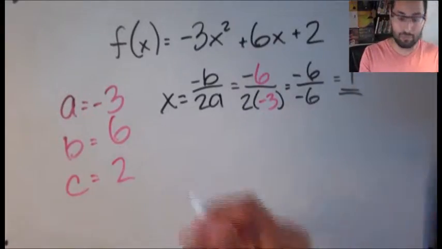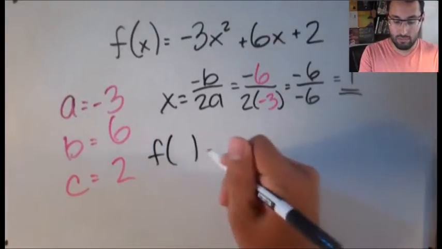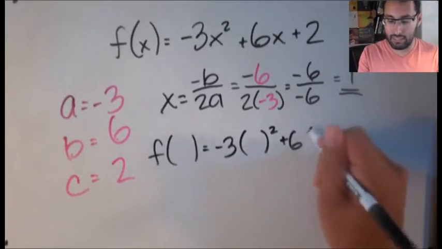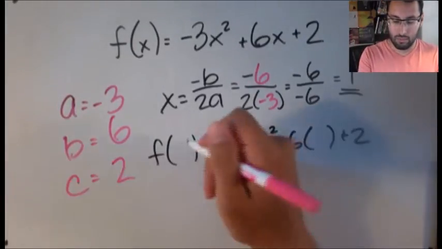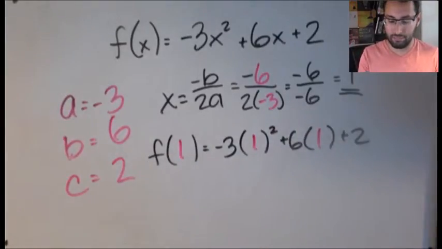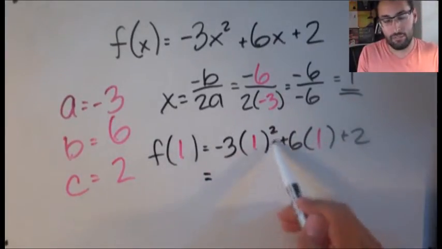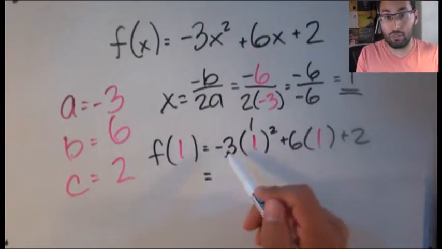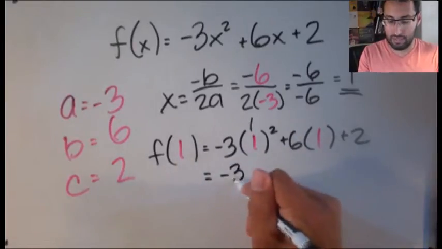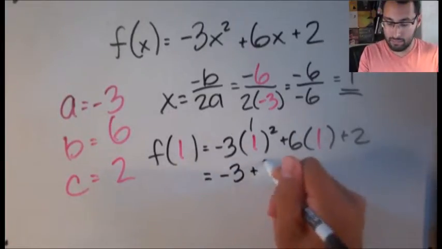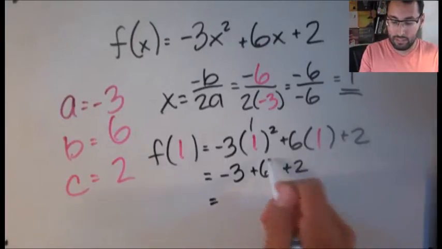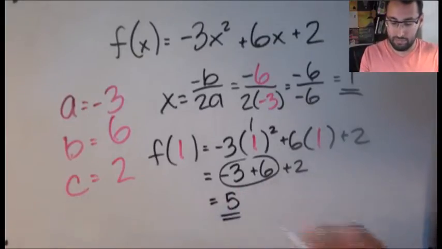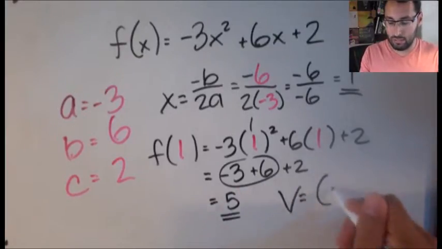To find the y, we plug it back into the function. So we're going to have f of 1. Typically, I'll rewrite this, but just put parentheses wherever I see an x value. So we're going to put a 1 in for all these x's. Order of operations for this first term is always exponents. So 1 squared is just 1. And then we multiply. Negative 3 times 1 is negative 3. 6 times 1 is 6, and then plus 2. This will simplify to be positive 3, and 3 plus 2 is 5. Okay, meaning our vertex is going to be (1, 5).